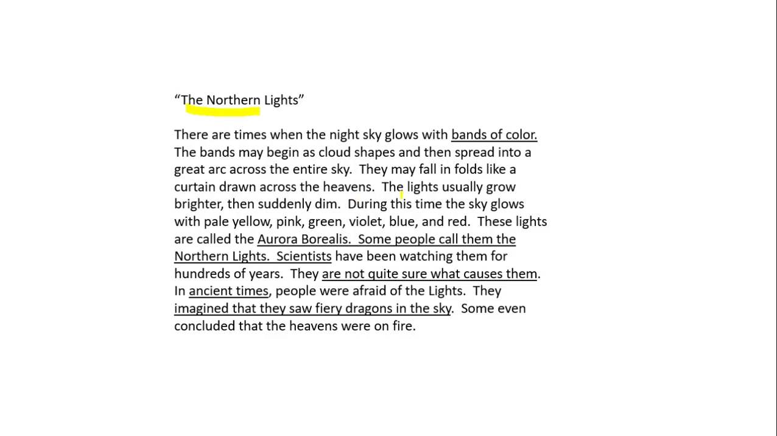The lights usually grow brighter, then suddenly dim. During this time, the sky glows with pale yellow, pink, green, violet, blue, and red. These lights are called aurora borealis. Some people call them the northern lights. Scientists have been watching them for hundreds of years. They are not quite sure what causes them. In ancient times, people were afraid of the lights. They imagined that they saw fiery dragons in the sky. Some even concluded that the heavens were on fire.